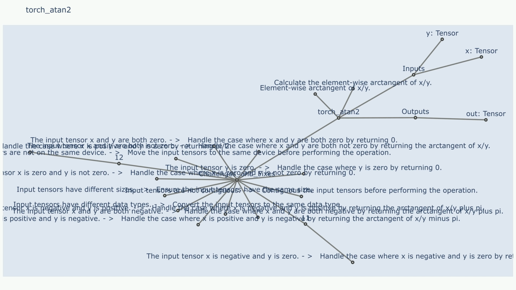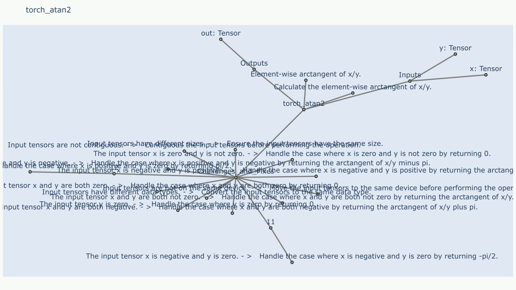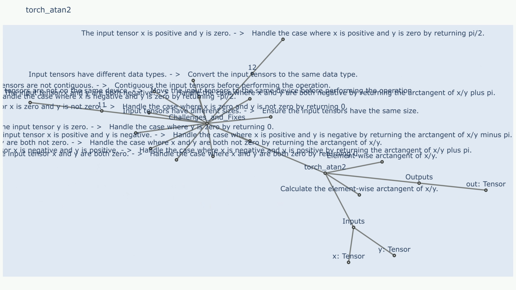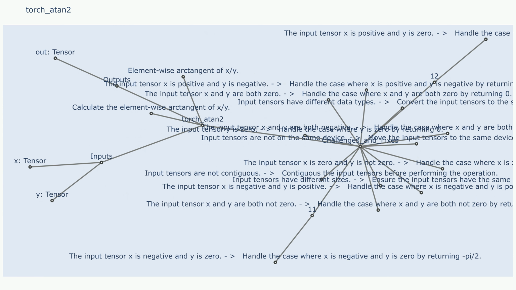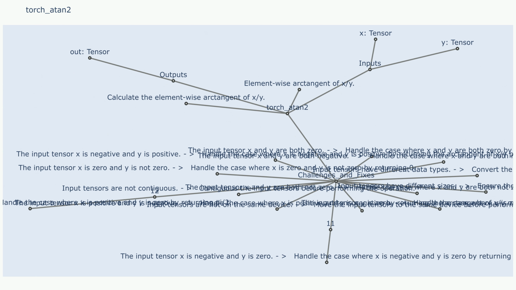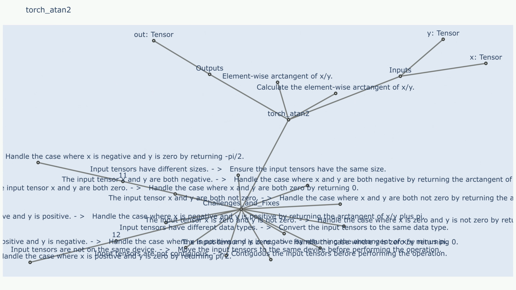The torch atan2 function calculates the element-wise arctangent of the given input tensors, which represents the angle in radians between the x-axis and the line connecting the origin to the point (y, x). It is useful for converting rectangular coordinates (x, y) to polar coordinates (radius, angle), or for determining the angle between two vectors.